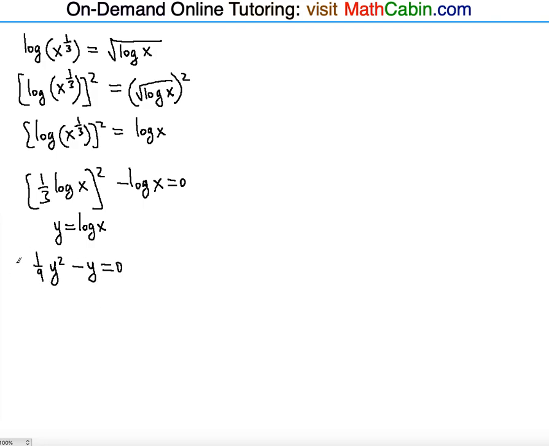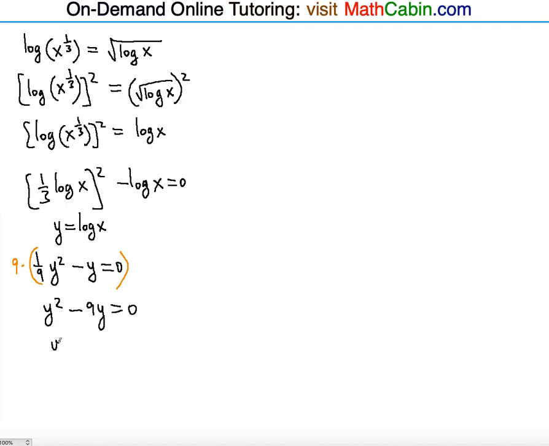Multiplying both sides by 9 means that each of these terms on both sides receives a 9 being multiplied to it, right? So the first one makes the 9's cancel out. It will be just y squared. The second term gets 9 multiplied, so minus 9y, and the 0 multiplied by 9 is still 0.